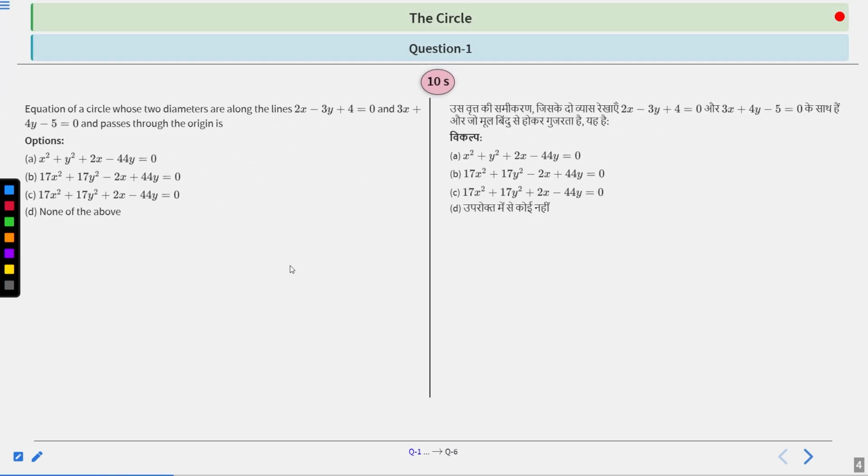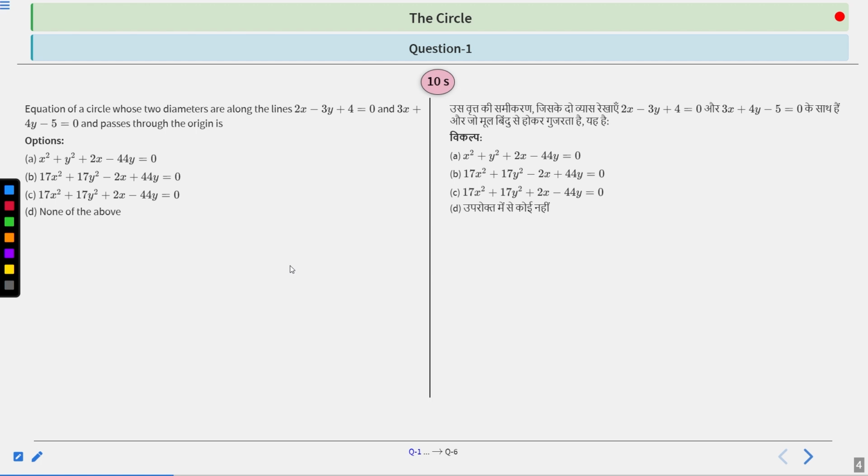So let's start with question number 1. Question number 1 says the equation of a circle whose two diameters are along the lines 2x minus 3y plus 4 equal to 0 and 3x plus 4y minus 5 equal to 0 passes through the origin.